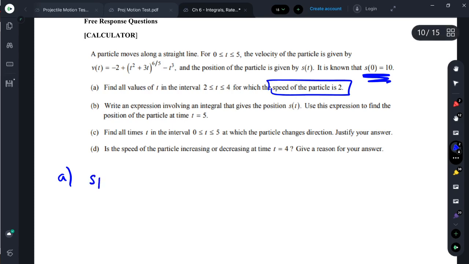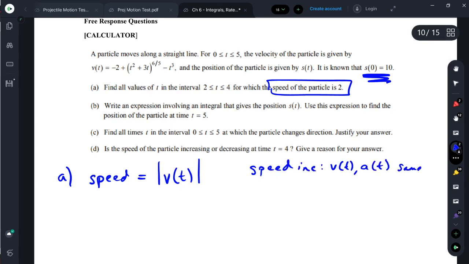we basically just need to know about speed, right? That speed is equal to the absolute value of v of t. That's the formula for speed. Now, there is the whole speeding up, slowing down thing, right? Our speed increases when v of t and a of t have the same signs, and decreases when they have opposite signs. That's for speeding up or slowing down. That's not what we're talking about here. They just want to find any time that the speed is 2.